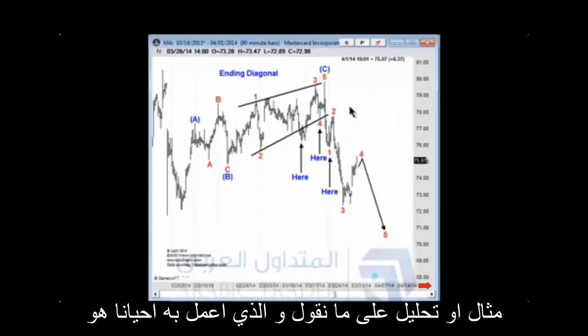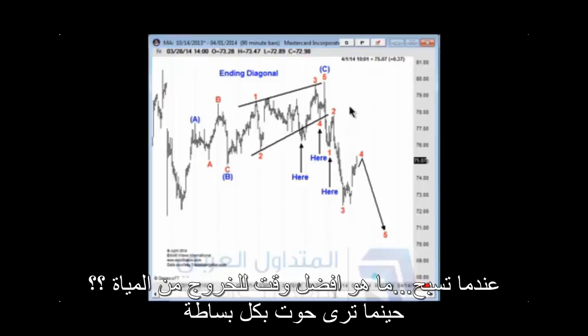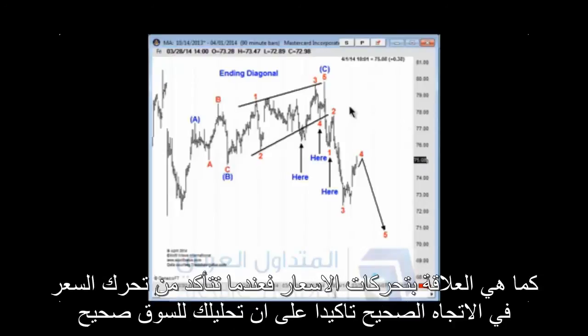A great analogy I sometimes use is, when is the best time to get out of the water if you're swimming? When you see a shark fin, very simple. Confirming price action. When do you go short? When prices are moving your way and confirming what your analysis actually says about the market.